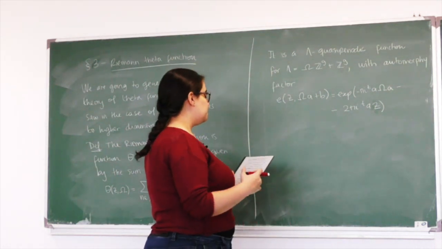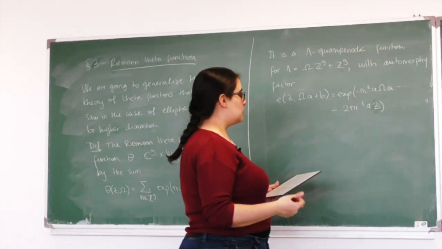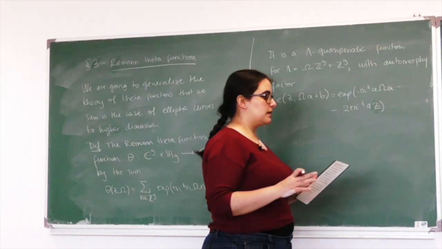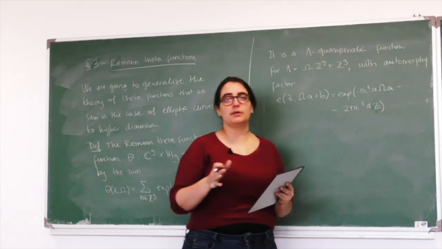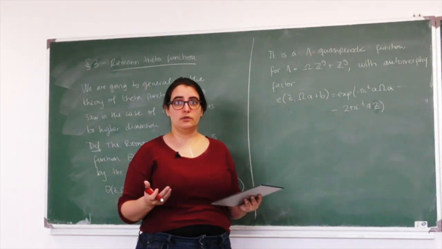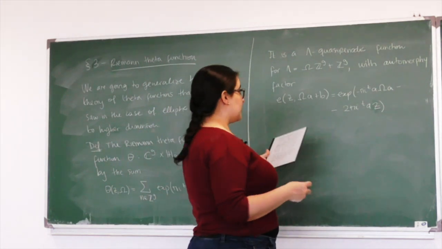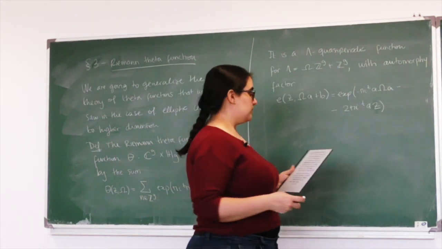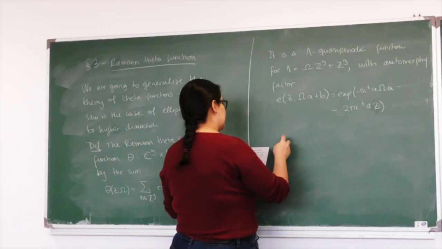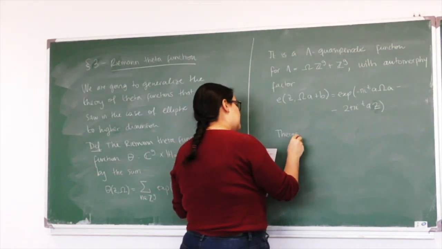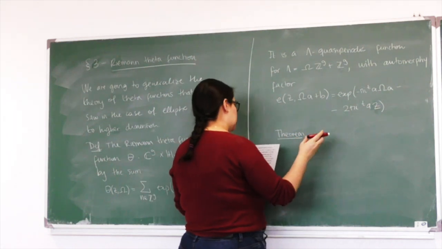And the thing is that one can actually see that the zero locus of this function is very much related to the curve for which omega is the period matrix of the Jacobian. And this is given by a theorem of Riemann that we call Riemann's vanishing theorem.